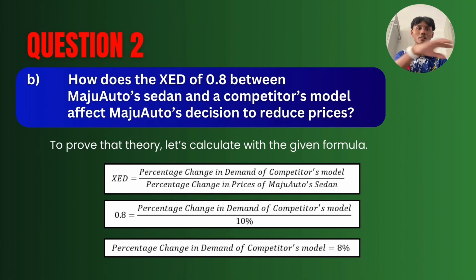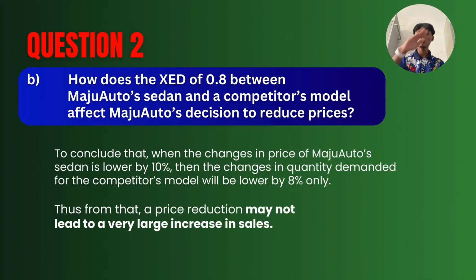To prove that theory, let's calculate with the given formula. LCD is equal to the percentage change in demand of competitor models over the percentage change in price of the Major Auto Sedan. We know that the percentage change in price of the Major Auto Sedan is 10%, and we know that LCD is 0.8. So we can know that the percentage change in demand of competitor models is just 8%, which is lower than 10%. So when the price of the Major Auto Sedan is lowered by 10%, the quantity demanded for the competitor model will be lowered by just 8% only.